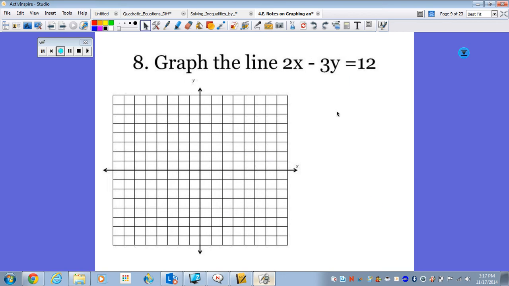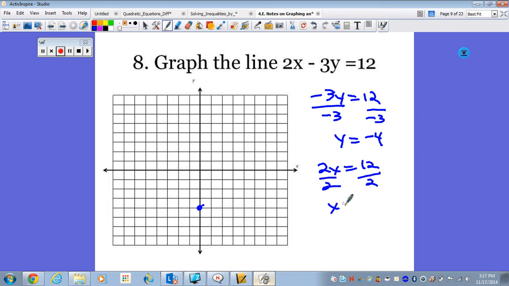Now you can do the same thing. Again, you can do slope-intercept form, but here I would honestly do x and y intercepts. If x is 0, then this becomes negative 3y equals 12. Divide both sides by negative 3. y equals negative 4. 1, 2, 3, 4. And then if you do the other one, so the 3y is gone, then it becomes 2x equals 12. Divide both sides by 2, so x equals 6. 1, 2, 3, 4, 5. Didn't we have 6 last time? And there you go.